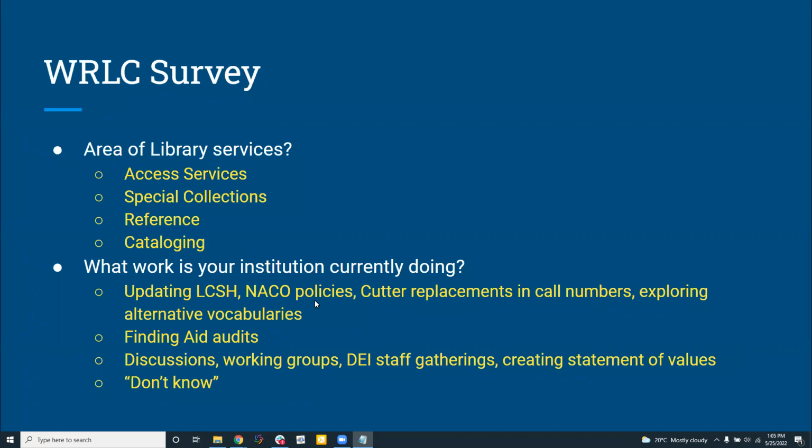And in terms of overall library staff awareness, some of the work done by institutions included open discussions, working groups, diversity, equity, and inclusion staff gatherings, or DEI staff gatherings, as well as creating a library statement of values. But a good number of people who took the survey also stated they didn't know what measures had been taken by their libraries in terms of reparative cataloging and similar DEI work. Next slide.